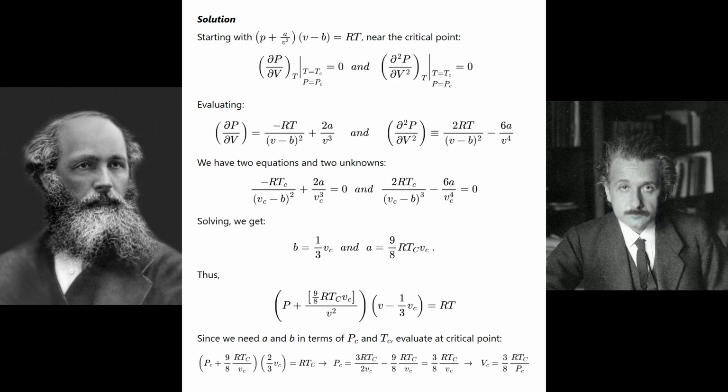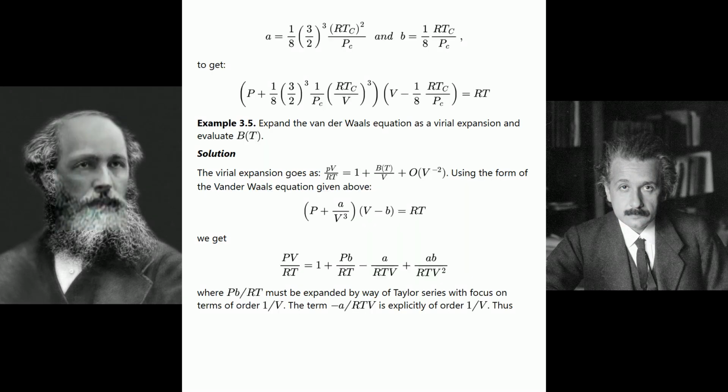Since we need A and B in terms of P sub C and T sub C, evaluate at the critical point. See the next equation. Now we have. See the next equation. To get, see the next equation.